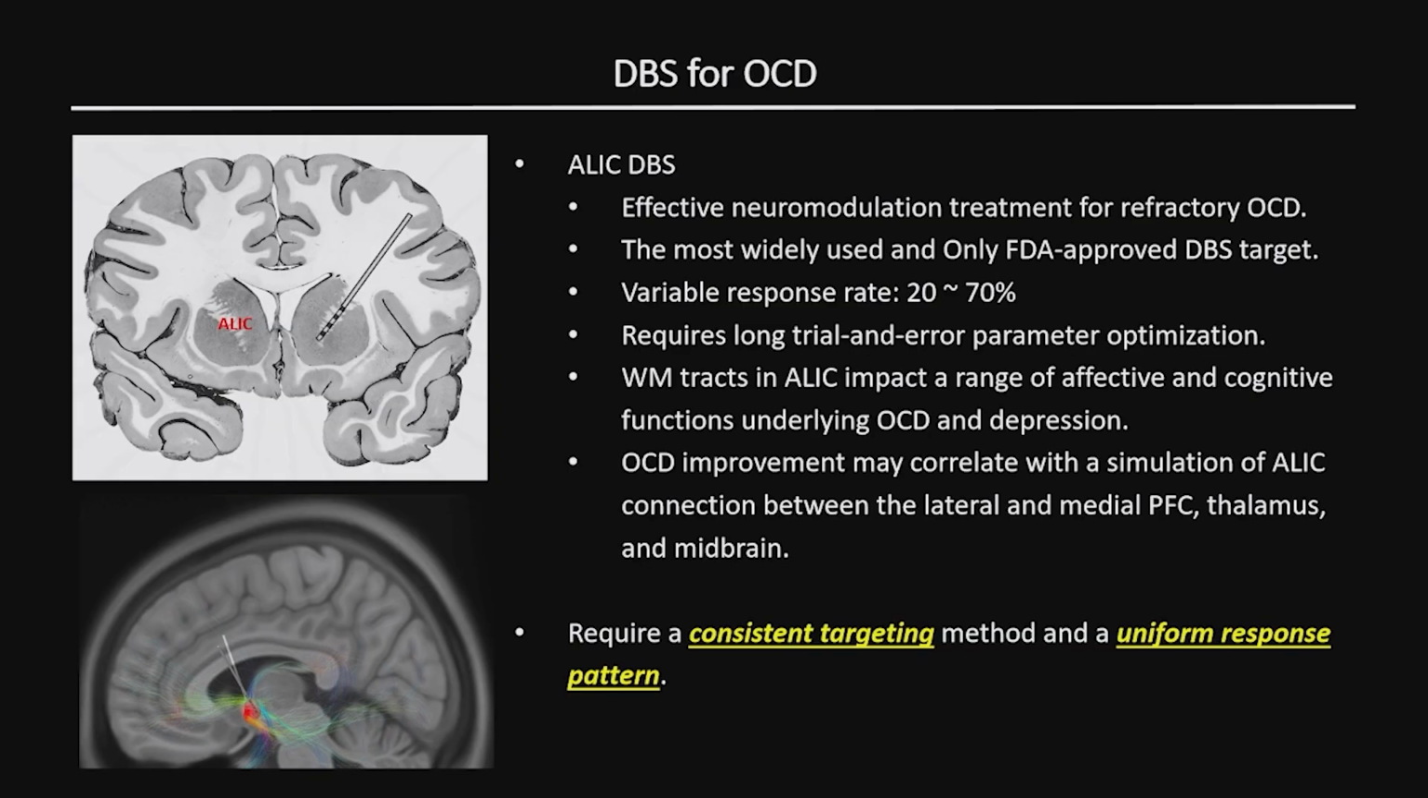DBS for OCD, especially ALIC DBS, is a very effective neuromodulation treatment for refractory OCD patients. ALIC is the most widely used and the only FDA-approved target. However, the response rate varies from 20% to 70% depending on the center, and it also requires a long trial and error parameter adjustment.